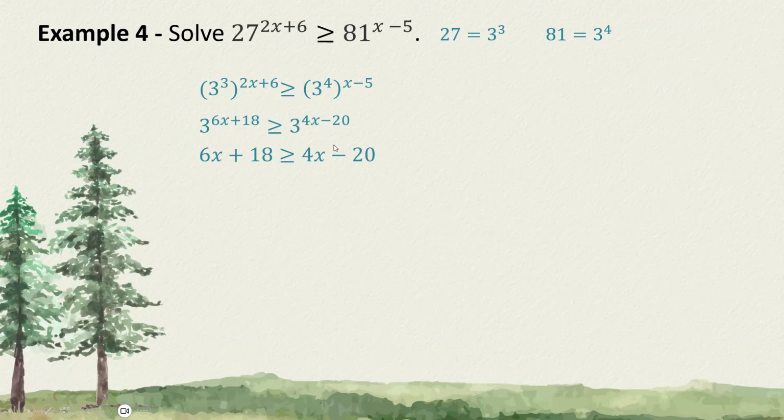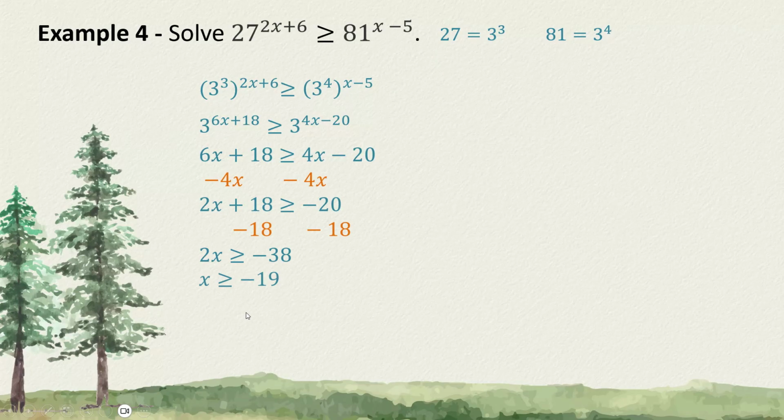The exponent on the left must be greater than or equal to the exponent on the right. So first we want to get the variable to one side, subtract 4x from both sides, and then to isolate our variable, subtract 18 and divide by 2, so we get x is greater than or equal to -19.